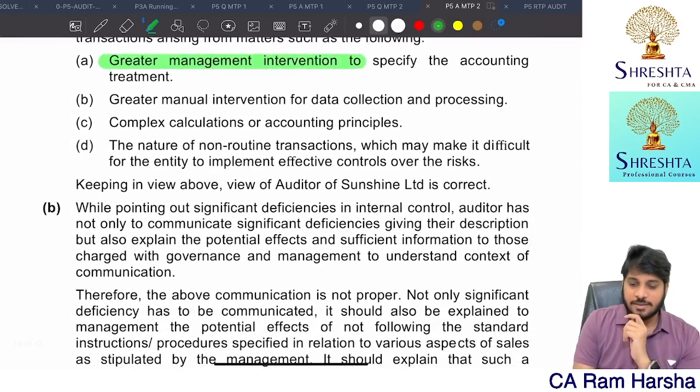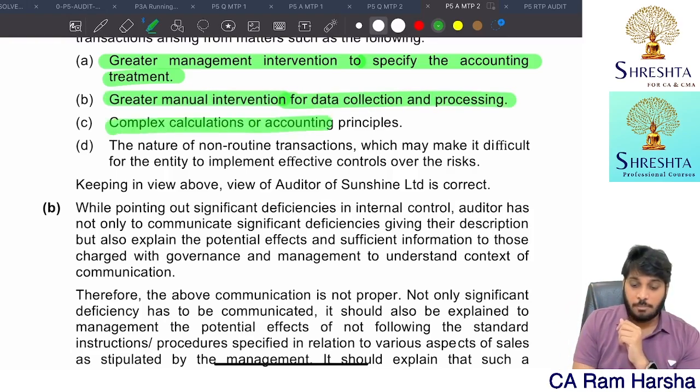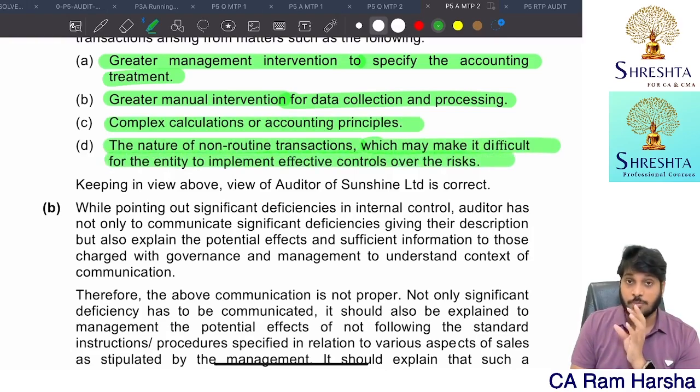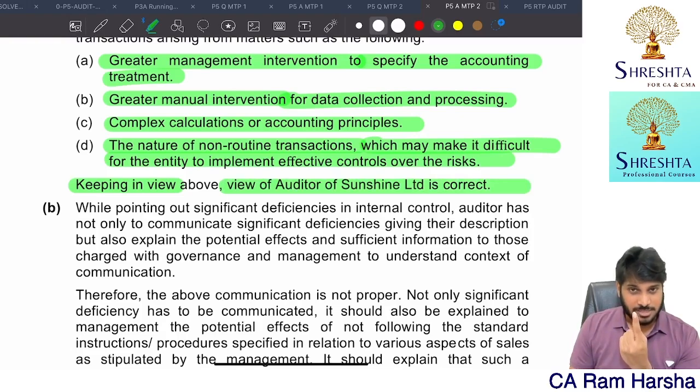Greater management intervention to specify accounting treatment for the special non-routine transactions. Greater manual intervention, complex calculations. The nature of non-routine transactions makes it difficult for the entity to implement controls on that. Keeping this in view, the auditor is correct. It's a straight question from risk assessment. Significant risk question is there. Inside the two items, significant judgmental matters, non-routine transactions. So those two relate to separate questions we have seen in the risk assessment chapter. I even covered it in part 4 of the marathon.